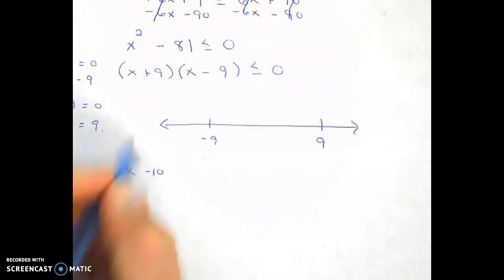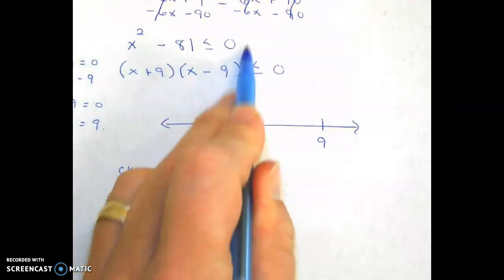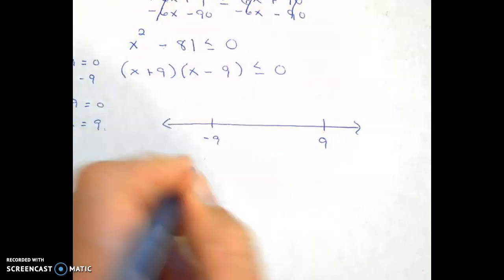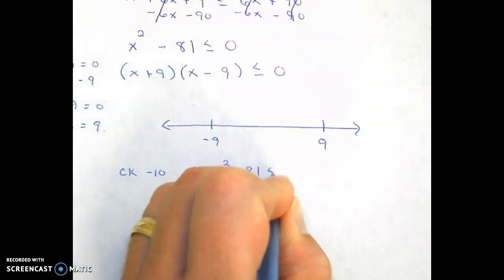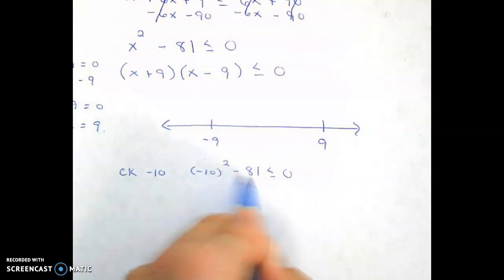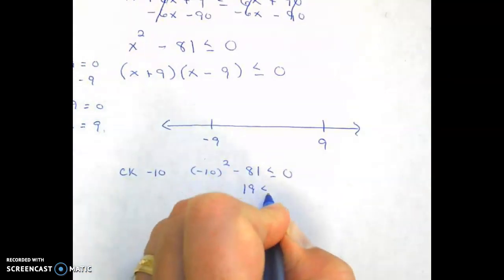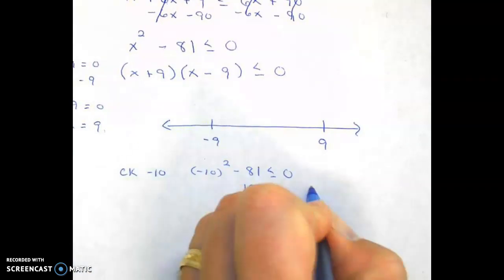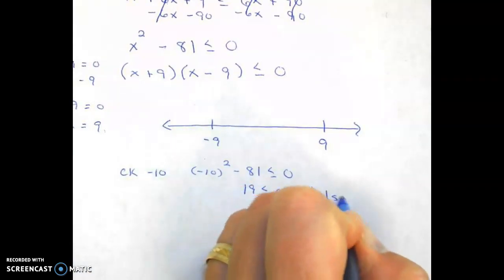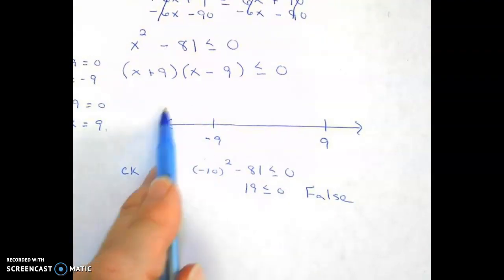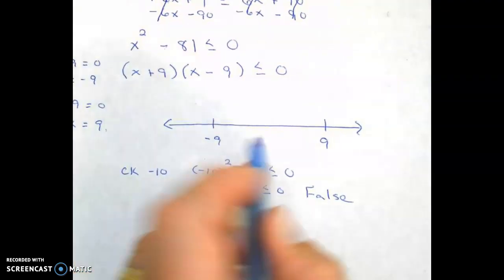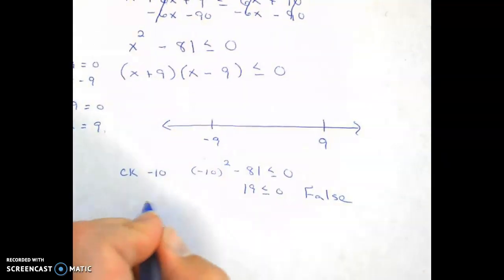So plugging -10 into this right here where we had set it equal to 0, we get 19 is less than or equal to 0. Well, that's false, which means that this does not have any solutions in this region. So let's check a number between -9 and 9. Let's go ahead and check 0.